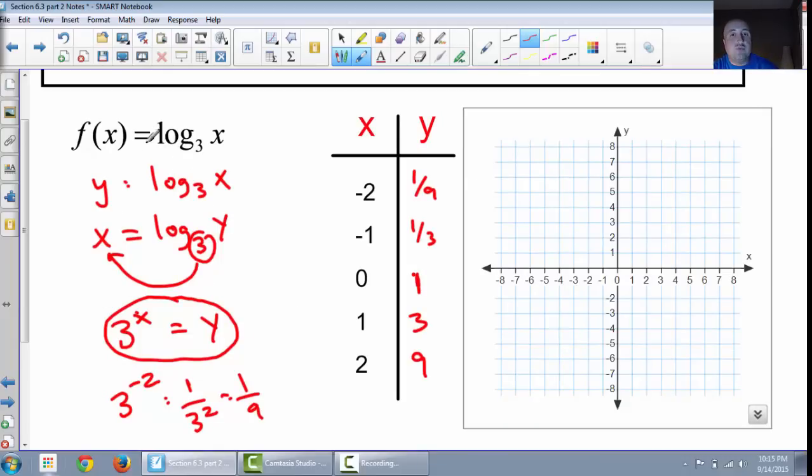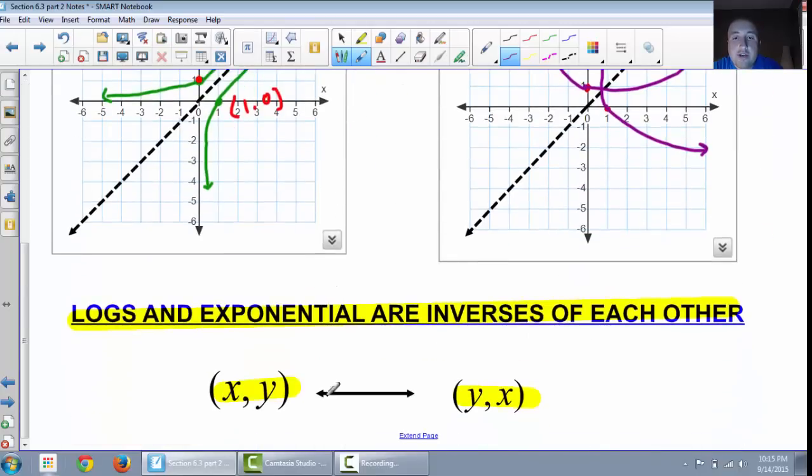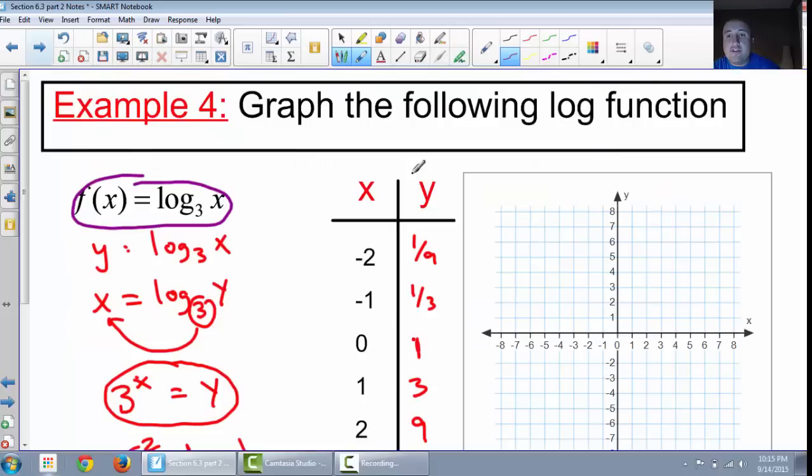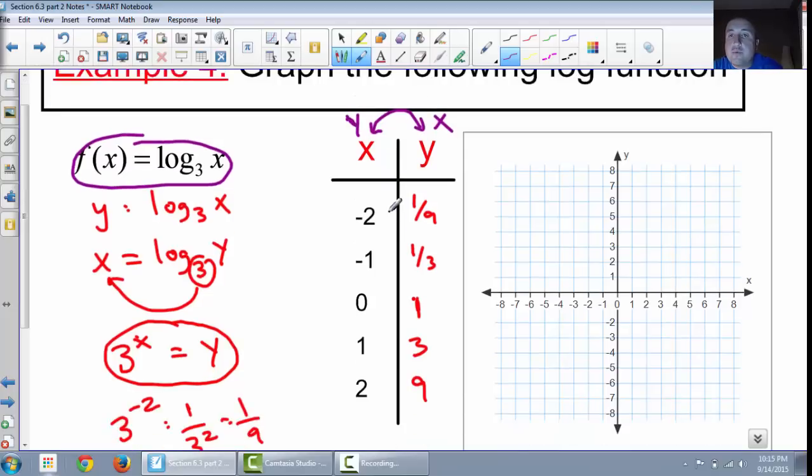Okay, now what we've come up with a table for is its inverse. We don't want the inverse. We want to graph the log. What we found the table for was its inverse. So if I go back to the last page at the very bottom, the x and the y switch. So we don't want to graph this table like this. We want to switch the two columns. So now this will be our x and this will be our y. That might seem a little weird, but that's what we're going to do.